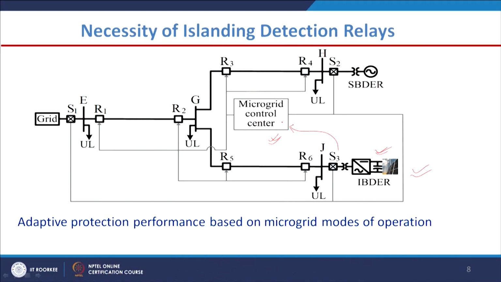In that case, if you do not know the mode of operation of the system, then obviously we cannot adopt or change our protection philosophy. So, to change the protection philosophy, we have to know the mode of operation of the microgrid, whether it is connected to the grid or not, whether it is connected to the one feeder or the circuit breaker is disconnected. So, all the information we need. In that case, islanding detection is a must.